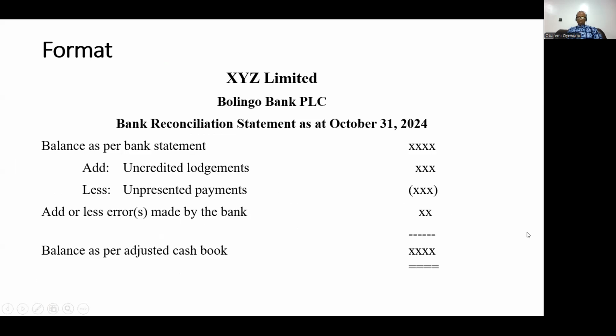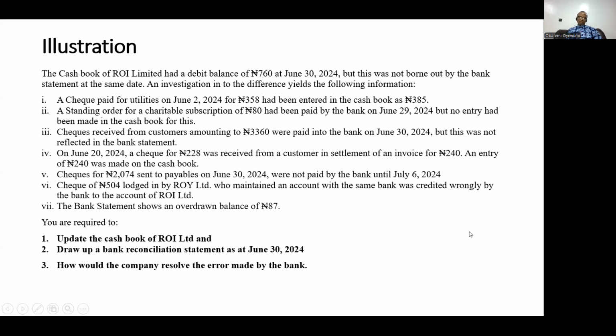Okay, so let's go on to this example. This example we're going to work out now so that we're able to know how to actually reconcile bank statements and reconcile your balances. The cash book of ROI Limited had a debit balance of 760 as at this date. But this information is different from what you have in your bank statement. An investigation into the difference yielded the following information. So these are the reasons given; the company has observed.